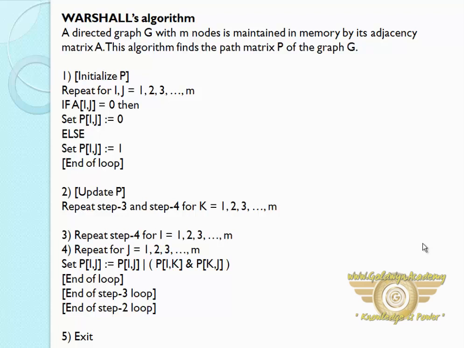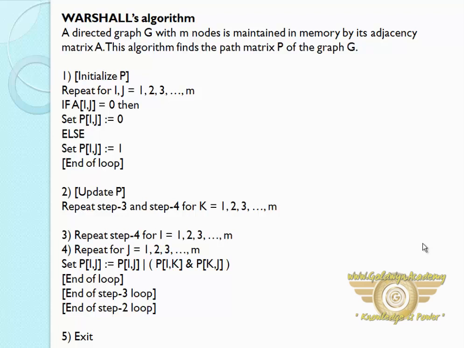Step 1. Initialize P. Repeat for i, j equal to 1, 2, 3 up to m. If A of i, j equal to 0, then set P of i, j equal to 0. Else, set P of i, j equal to 1.